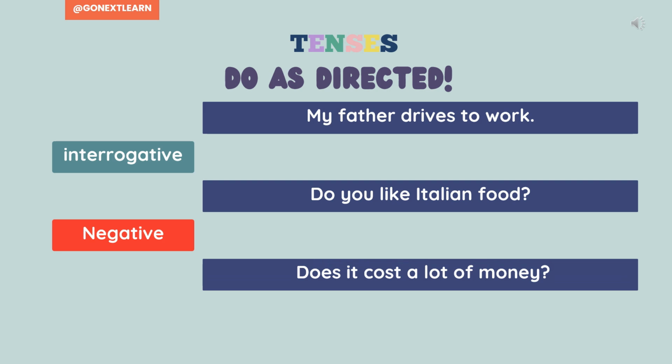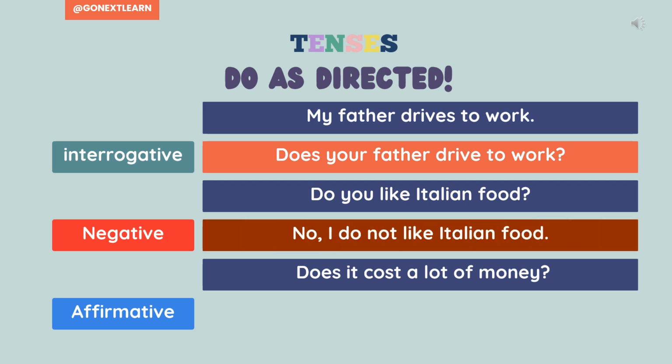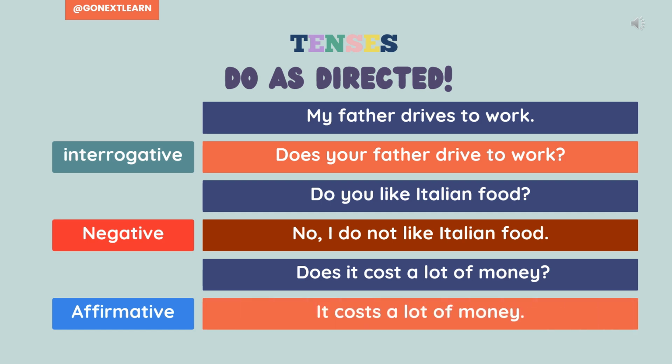Give an affirmative answer. For the first sentence, the correct question is, does your father drive to work? Why? Father is he, so we use does at the start and the main verb drive loses the s. And for the second sentence, you can say, no, I do not like Italian food, or no, I don't. And for the last, the instruction says affirmative. You would say, yes, it costs a lot of money. Remember, in the affirmative, it needs the s on the verb, costs.